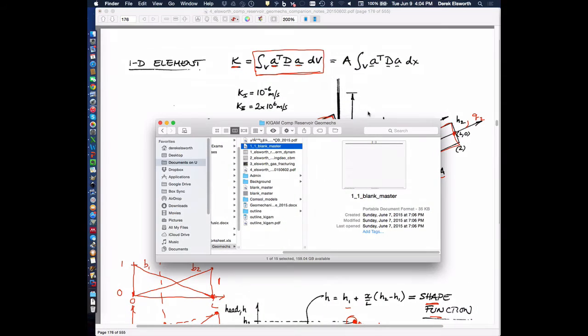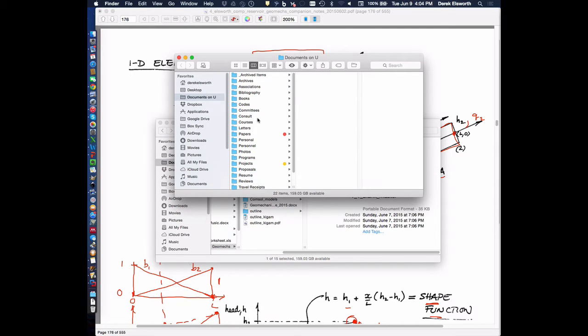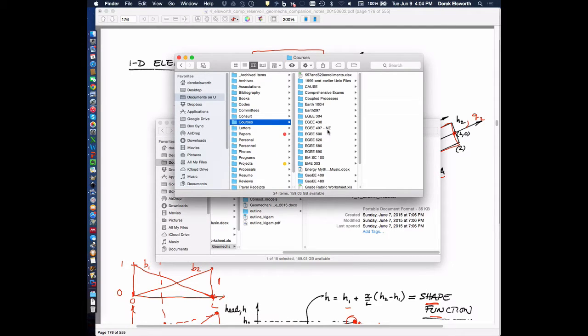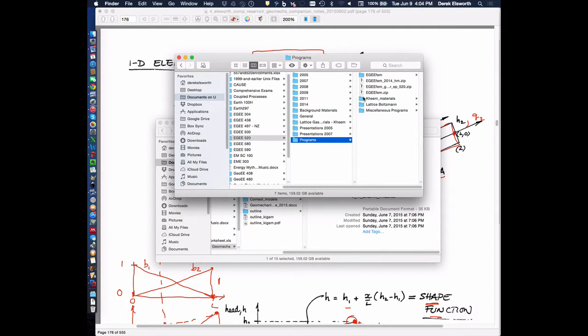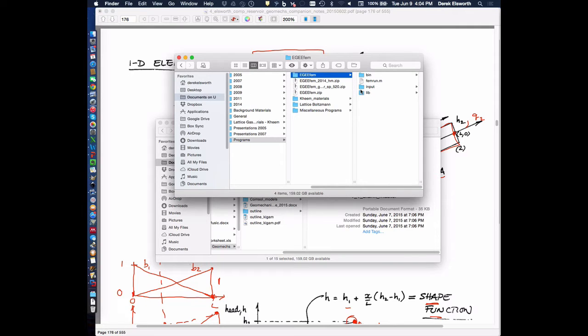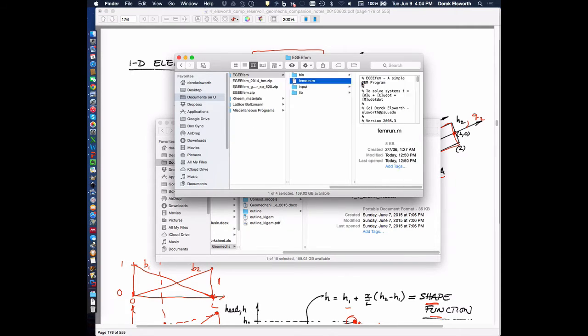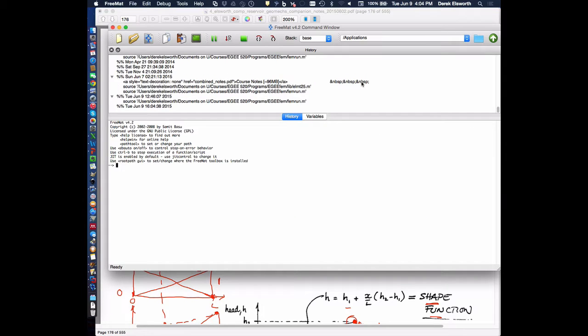The other thing that I have floating around, which would be kind of fun to use, is this little code that I have. And if I can find it, it's here. You have this on the website, and you can download it should you so wish. I think if I click on this, it should open up. So this is FreeMat. It's a free version of MATLAB, or a GNU version of MATLAB. And it runs a little code that I've made that is called EGEFEM.